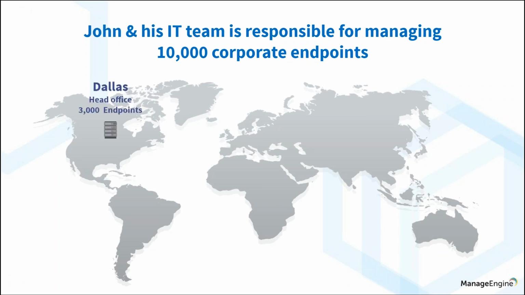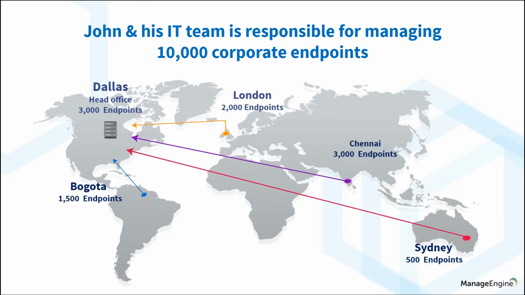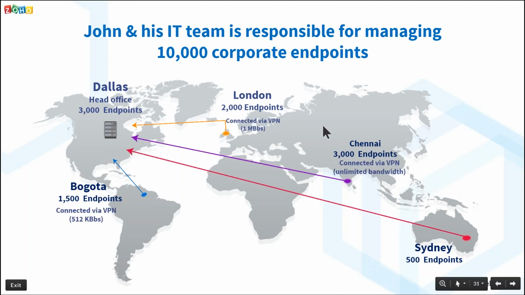So he has the central server installed in his head office, which is in Dallas, and has multiple remote sites in Bogota, London, Chennai, and Sydney. Each remote site has different bandwidth, and a few of them are connected over VPN, whereas Sydney has roaming users who connect over the internet to the head office.